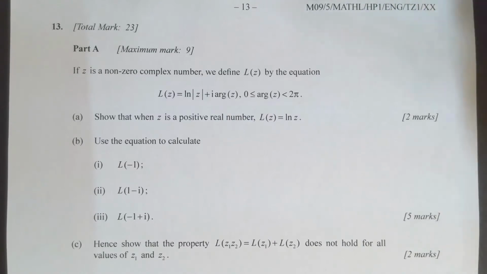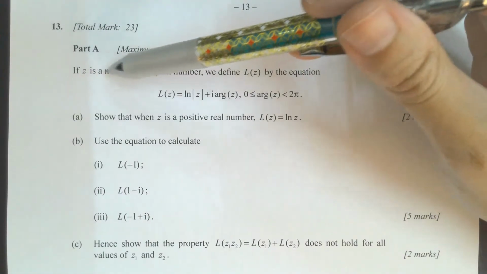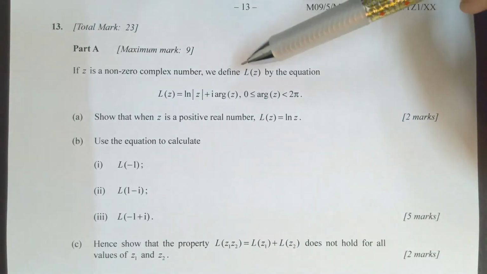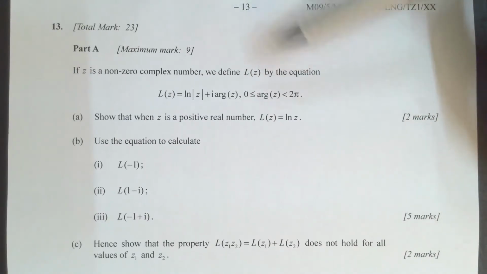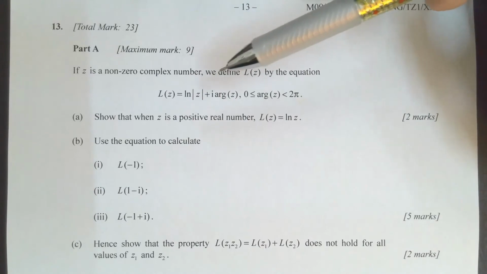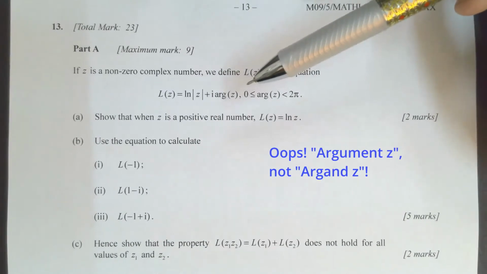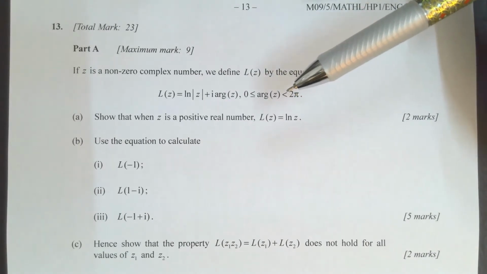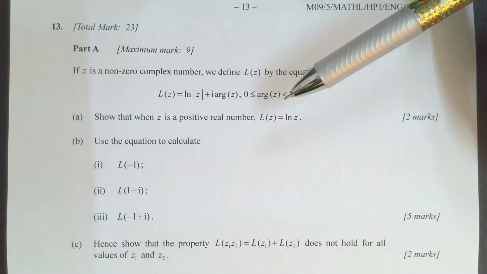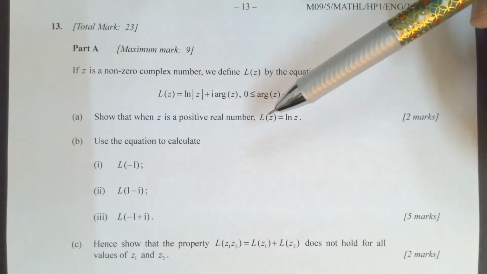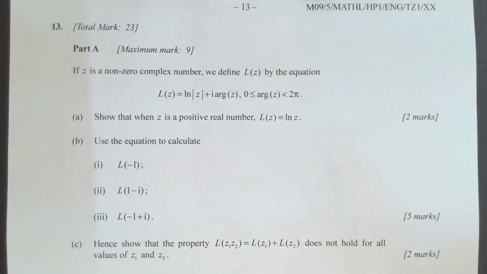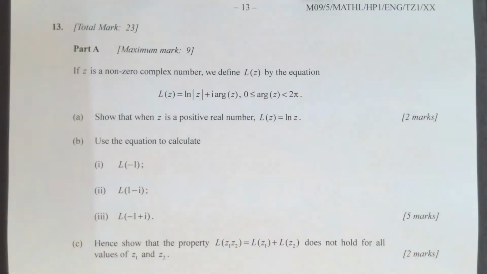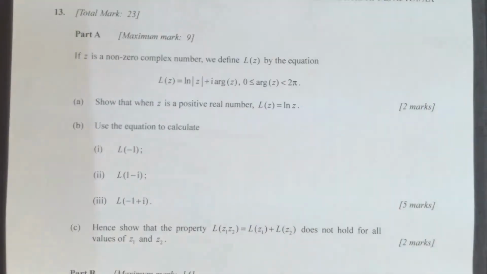Let's take a look. It says, if z is a non-zero complex number, we define L of z by the equation L(z) = ln|z| + i argn z, where argn z is between 0 and 2π. The first question says, show that when z is a positive real number, L(z) will be equal to ln z. Okay? So it's a 2-mark question, so it shouldn't be too complicated. Not to mention that it's a "show that" question, so you should be able to reason this out pretty quickly.